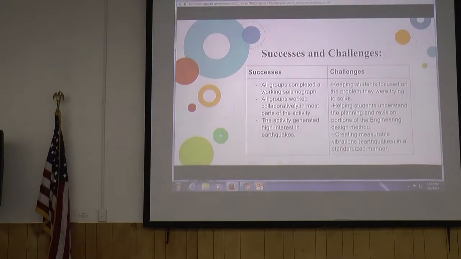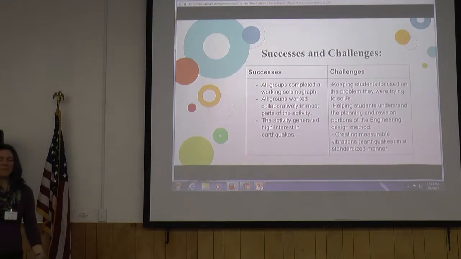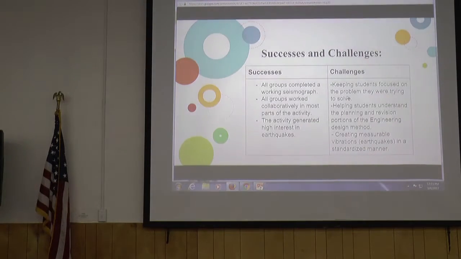They worked collaboratively for most parts of the activity. Even with us as teachers working collaboratively, sometimes their ideas didn't get used, and there was some whining about that, but they're sixth graders. The activity generated high interest in earthquakes, so we spent a lot of time after talking and looking at this, talking about Chico State, and some of the students had been to the physical science building and seen that there, so they were very excited about it.